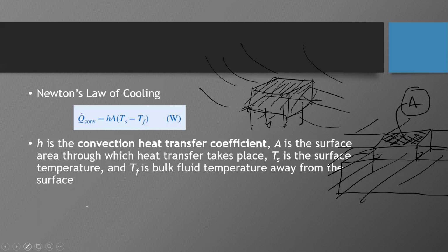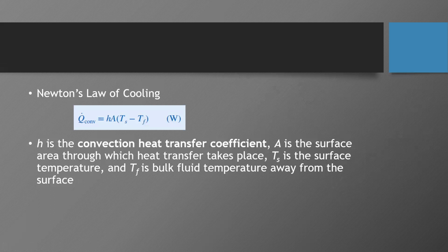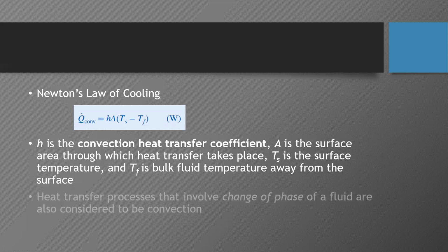Ts is the surface temperature and Tf is the bulk fluid temperature away from the surface. Okay, that is the bulk fluid temperature. Heat transfer processes that involve a change of phase of a fluid are also considered to be convection. Phase change means, for example, water boiling and changing from the liquid phase to the gaseous phase.